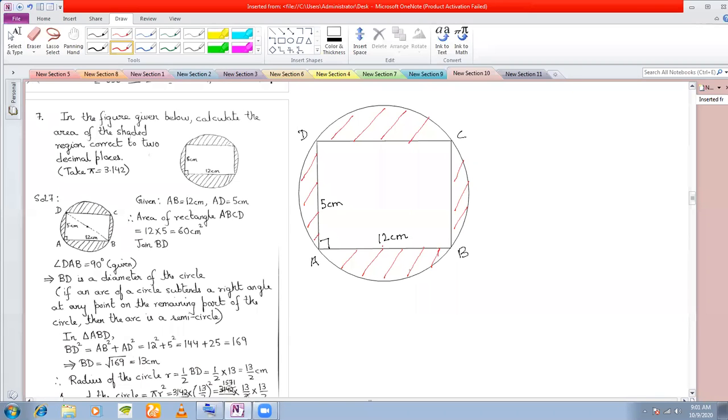So what is the area of this shaded region? It is area of the circle minus the area of the rectangle. You know the length and breadth of the rectangle, so finding out the area of the rectangle is not a problem here.